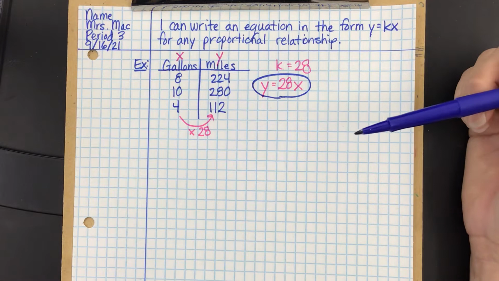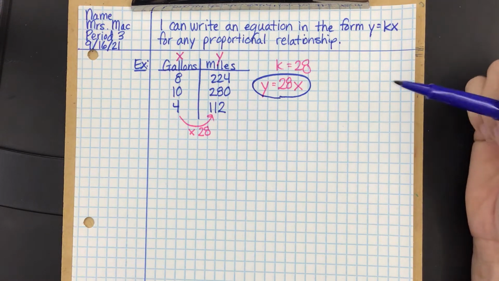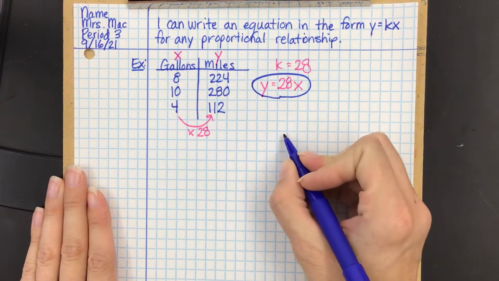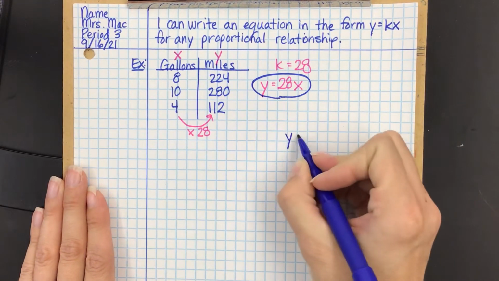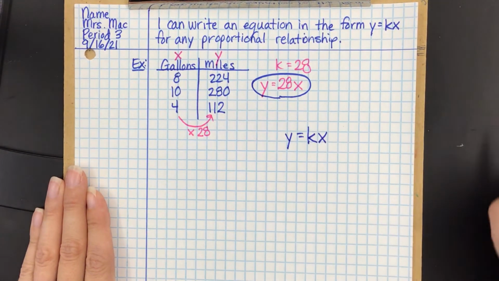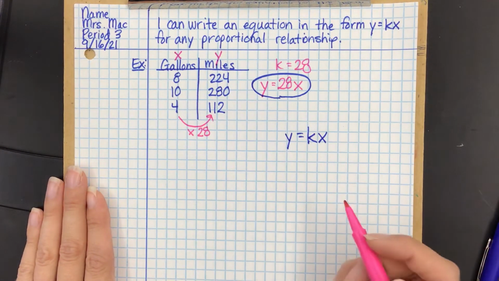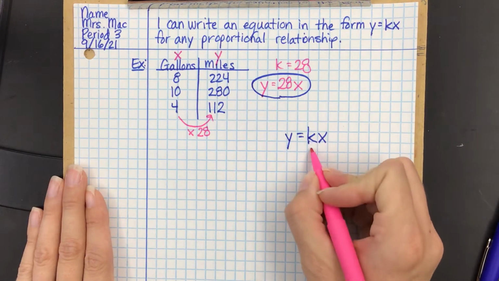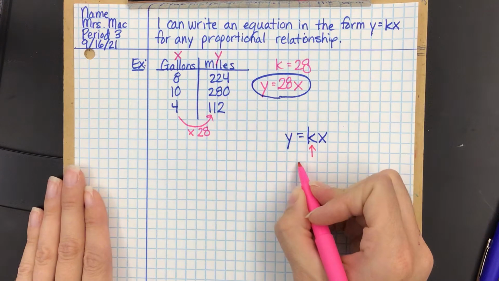Now I want to generalize for all situations so that we have that in your notes. So I'm going to write out the equation. y is equal to kx. So the k in this situation is our constant of proportionality.